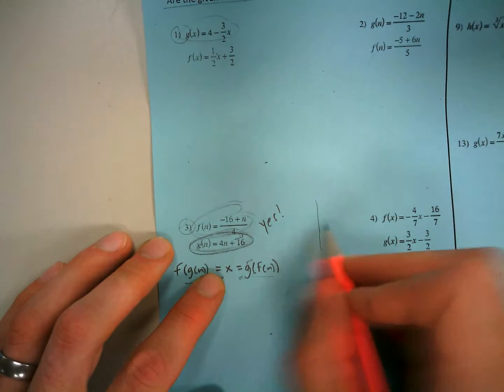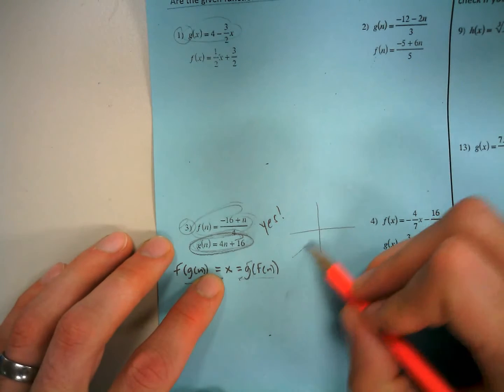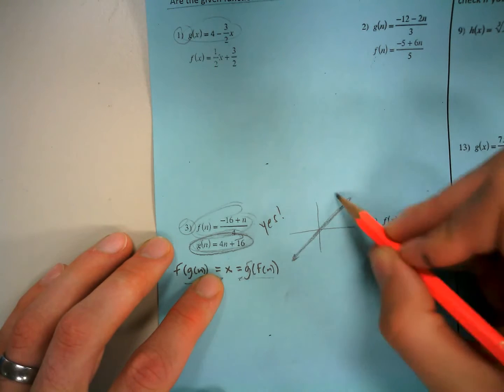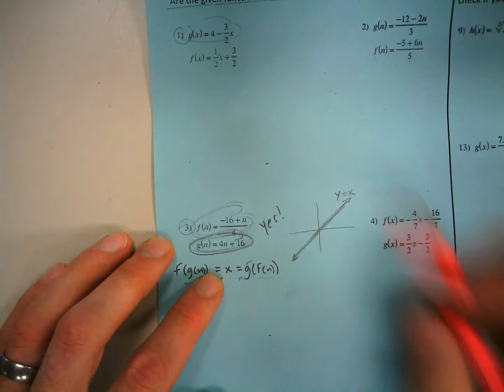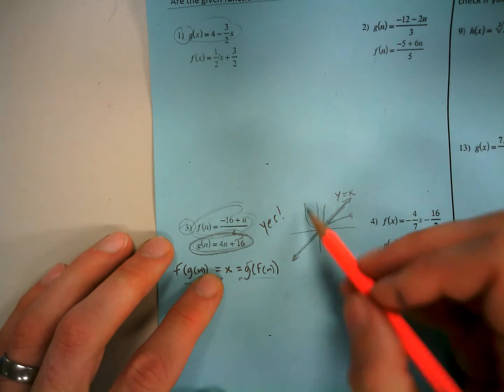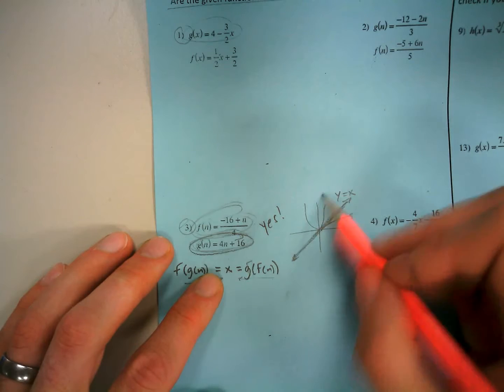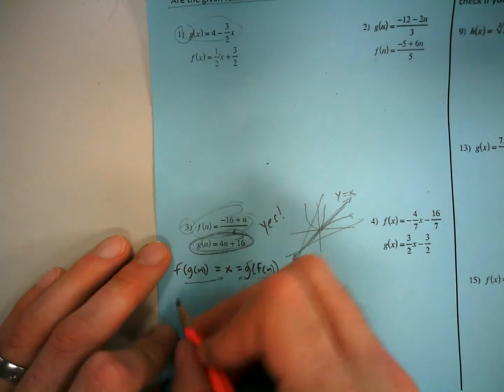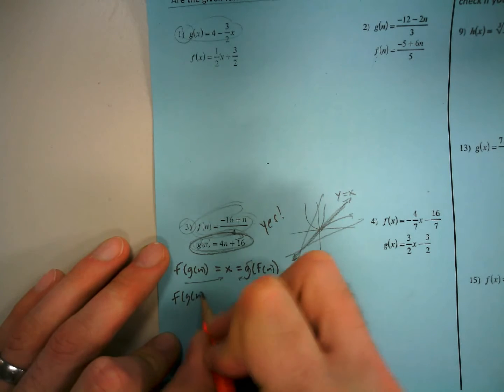Because remember, we have been looking on a graph. When we have inverses, they always compose to give you that y equals x line that they're rotated about. Remember, we had ones that were parabolas. We had ones that kind of looked like this. Let's find out. So let's do f of g of n.